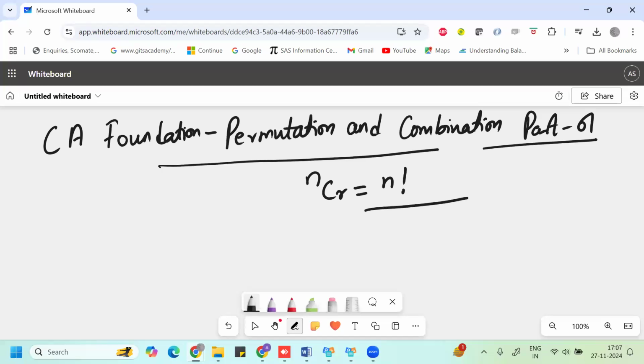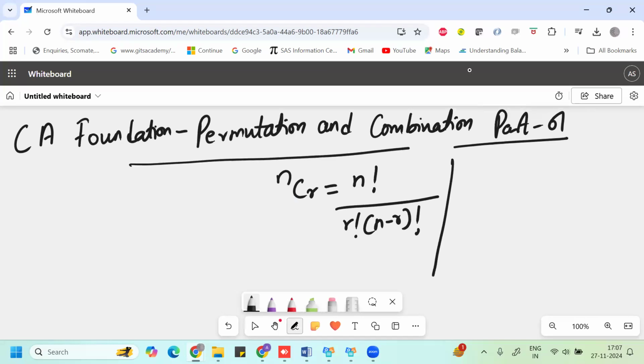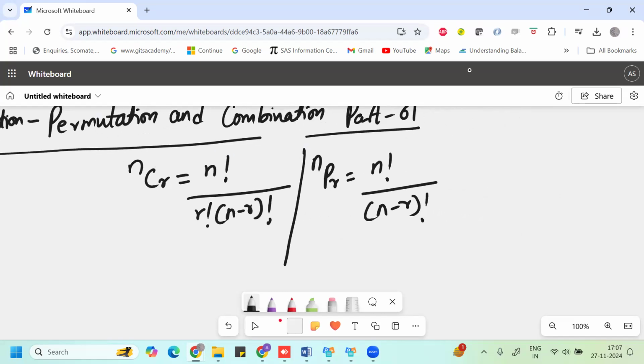NCR formula is n factorial by r factorial into n minus r factorial, where n should be greater than or equal to r. NCR stands for combination while NPR stands for permutation. So NPR formula is n factorial by n minus r factorial. I'm assuming that you know this formula. Going further, you should know the relation that NPR is equal to NCR into r factorial.